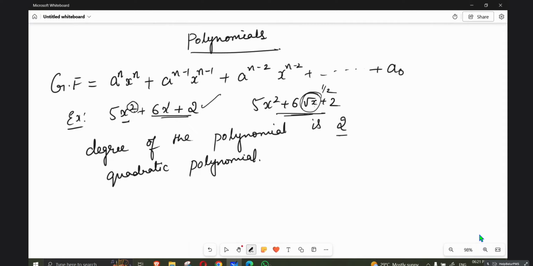So this is a polynomial. This one we don't call a polynomial because the power of the x here is half, which is not a positive integer. Whenever the power of the x is a positive integer, then we call that expression a polynomial. So this is the introduction about the polynomial.